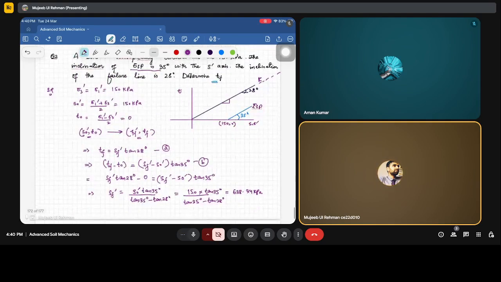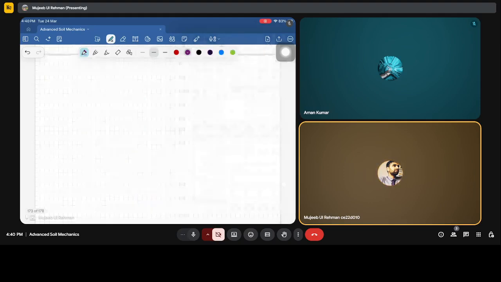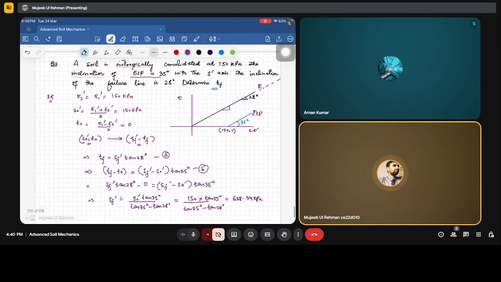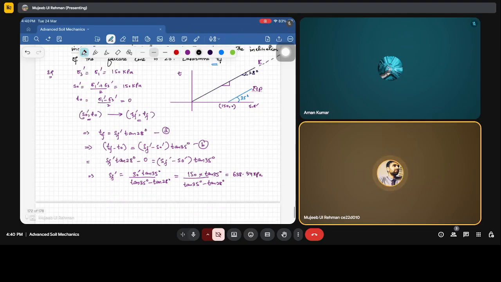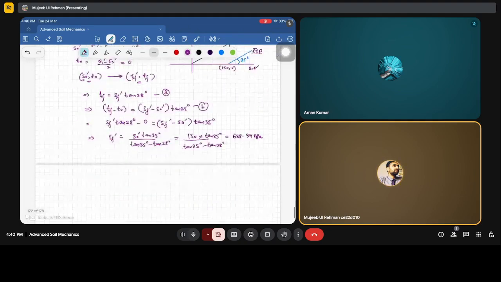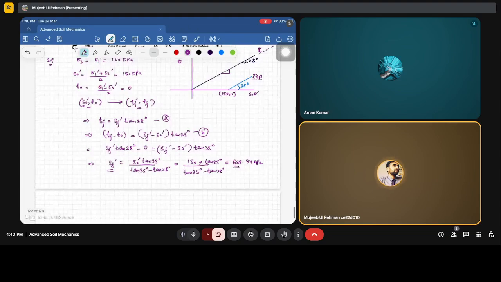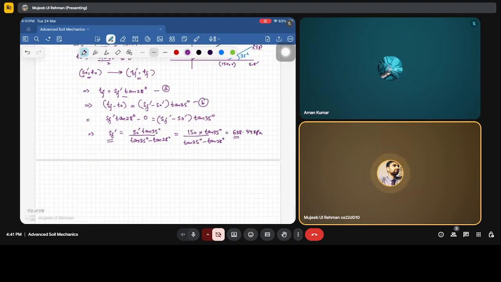Okay, one thing I just saw. In this question, we have been asked to determine the TF, correct? So we have stopped at SF only. I apologize for that. So TF, we determine by replacing the value of TF by SF dash tan of 28. So if we put back this SF dash in the TF, we will get the value of TF. So that TF will be equivalent to 638.34 tan of 28 degrees. You can put the SF dash in this equation also. You will get the value of TF.